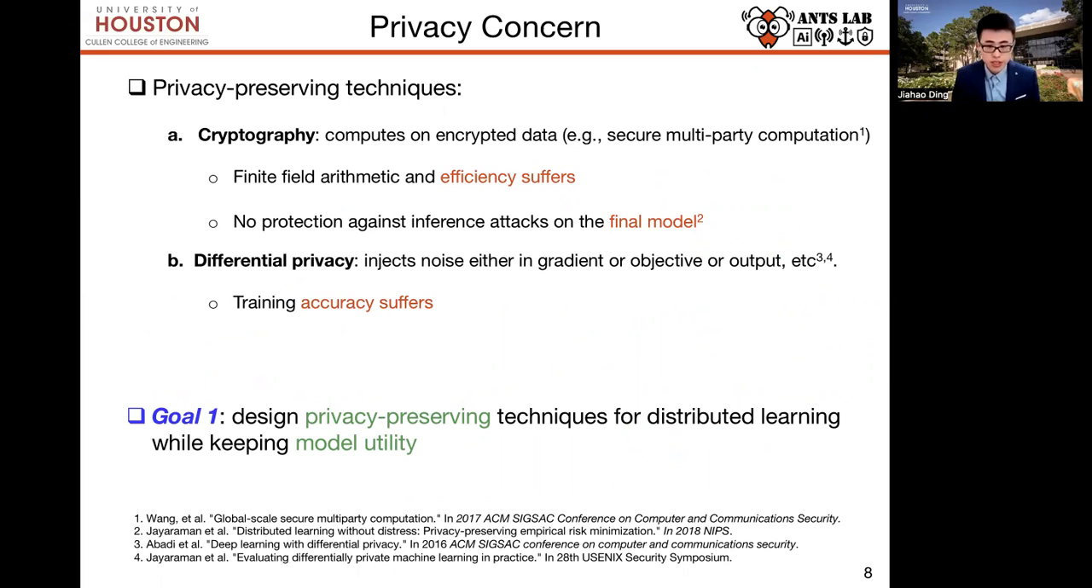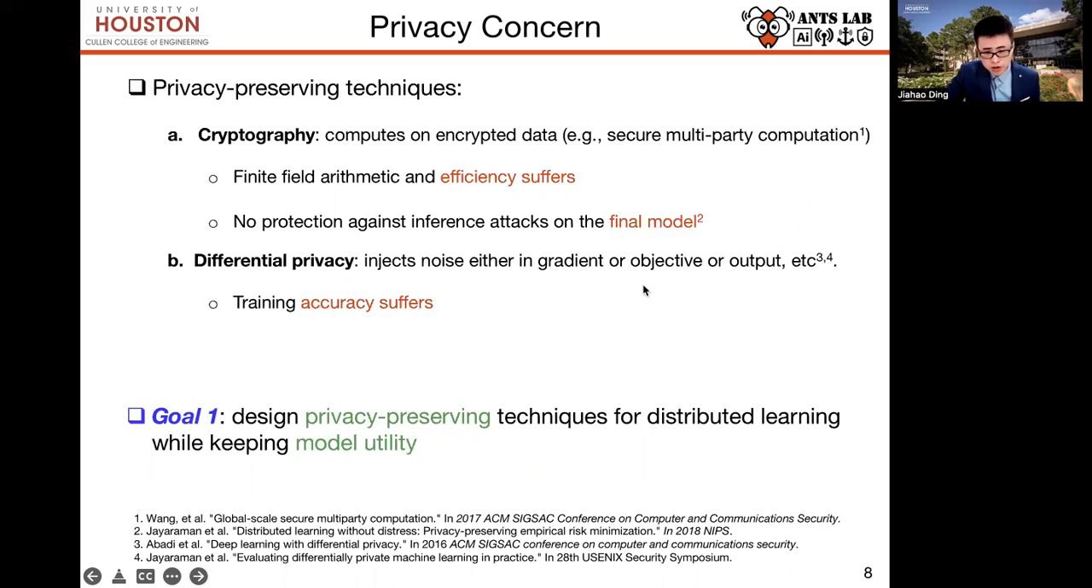To deal with such privacy leakage, there are two ways. One is to put a cryptographic method on top of it, such as secure multi-party computation. However, this method introduces large computational overheads, especially in large-scale deep learning. Moreover, it cannot provide protection of the final model. That means the final model can still suffer from what I said, the inference attacks.